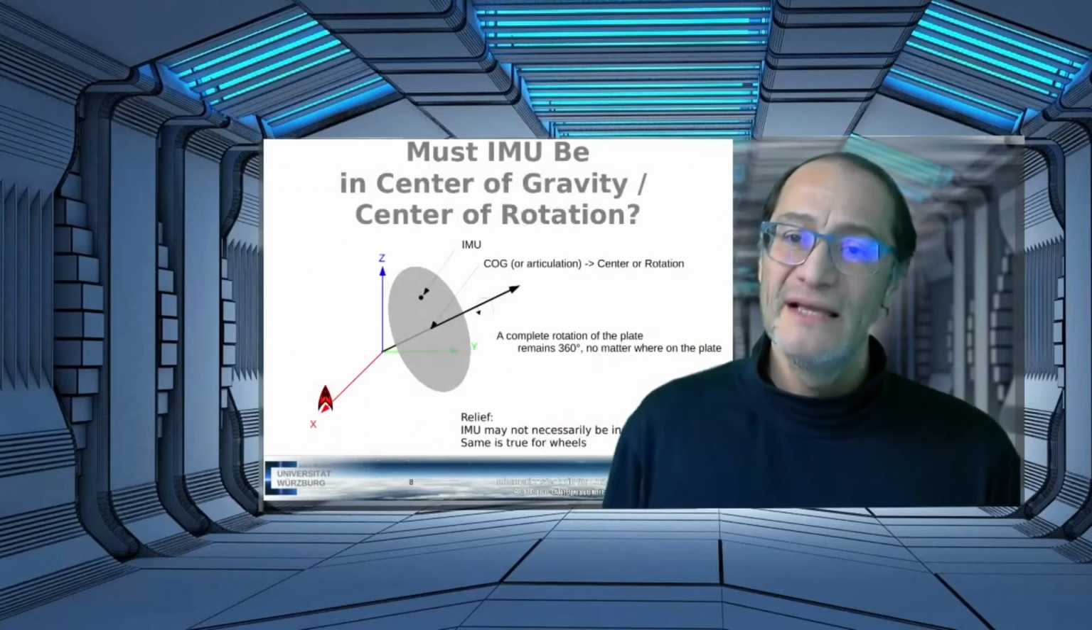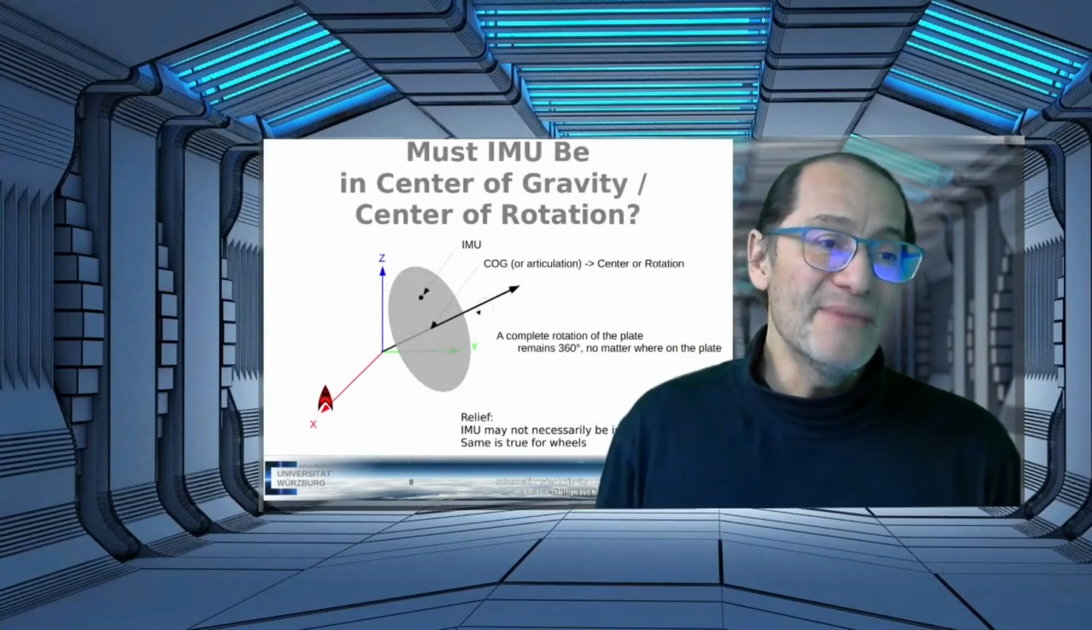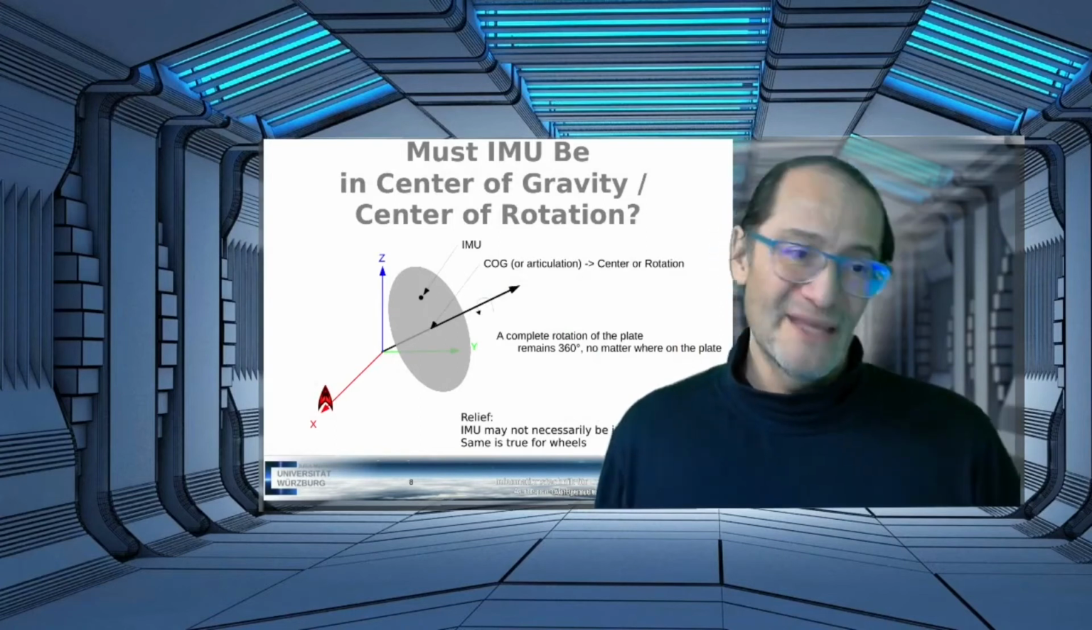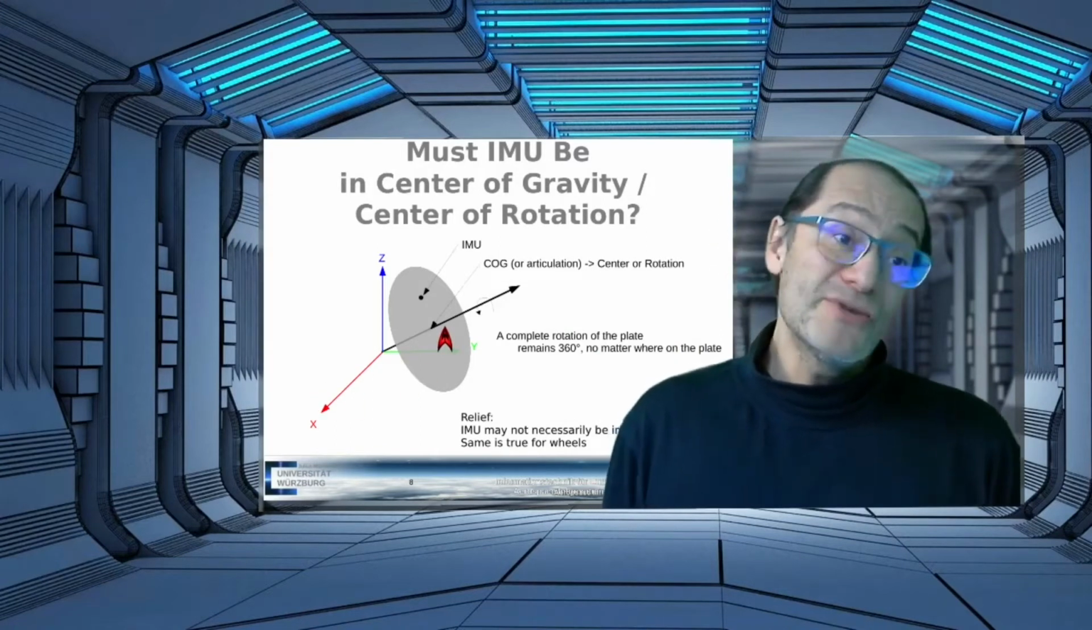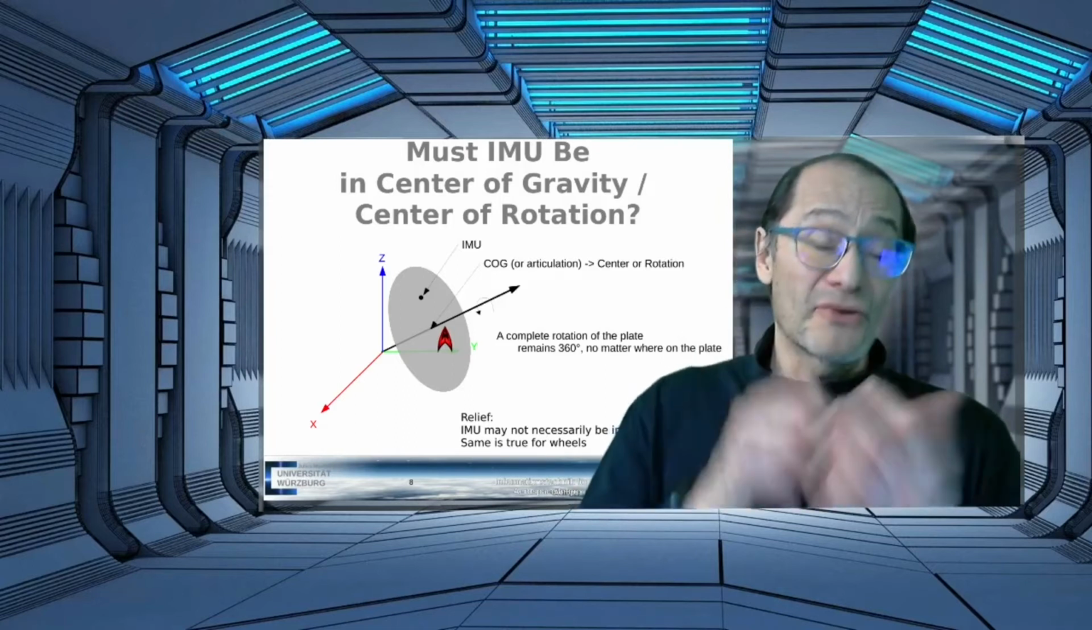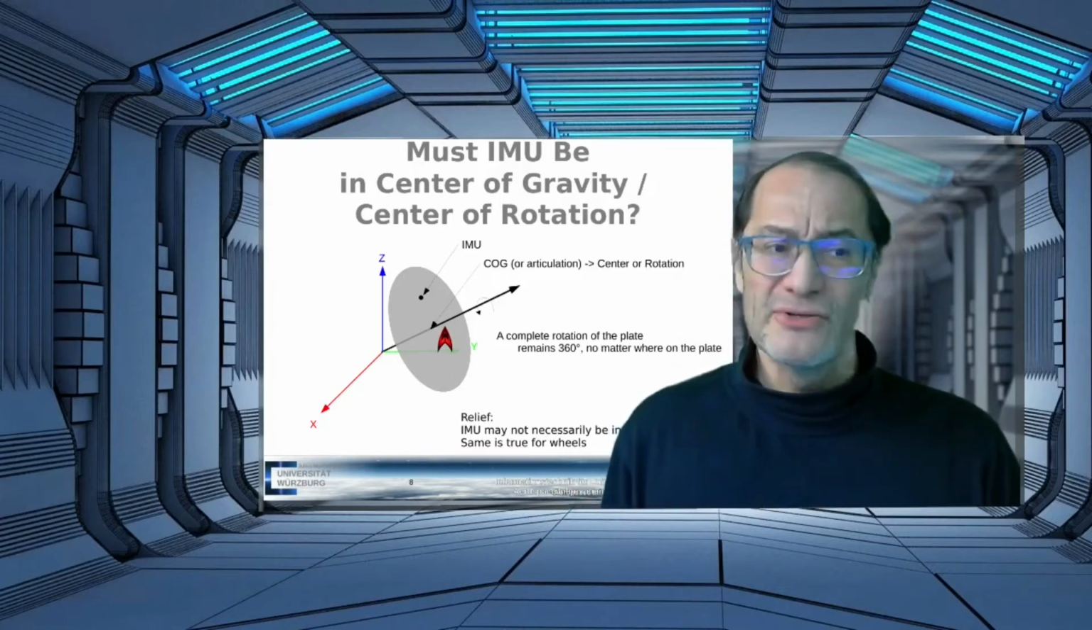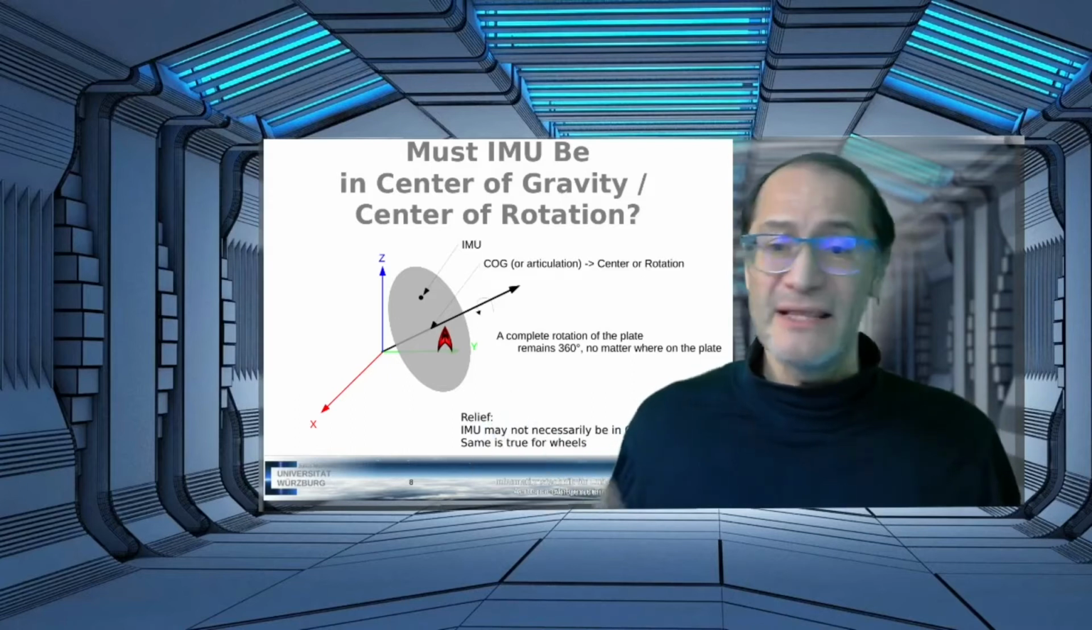Okay. And now, where shall the IMU be mounted? Maybe you will get the impression it shall be in the center of gravity, or it shall mounted in the axis of rotations. But actually, it makes no difference. It can be mounted anywhere in the device.